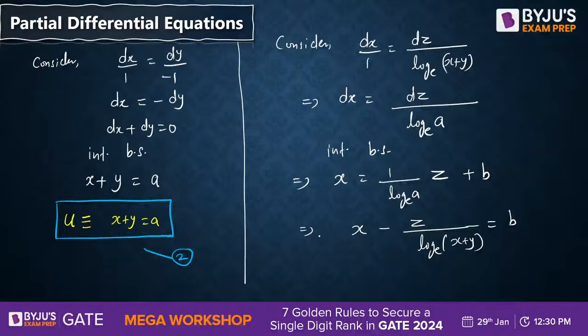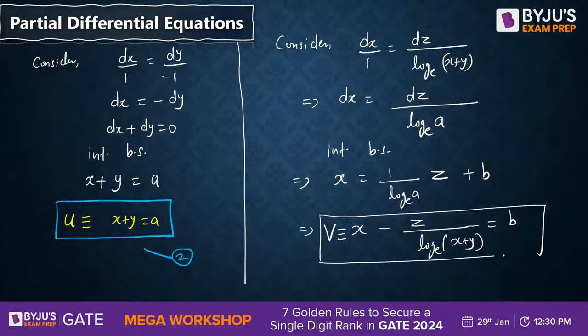Okay. So students, this is our second solution. Second solution is denoted by v. So we have got one solution in equation 2, another solution in equation 3. Understood? Now we will club these solutions together. अब हम इन दोनों सॉल्यूशन एक साथ लिख देंगे.